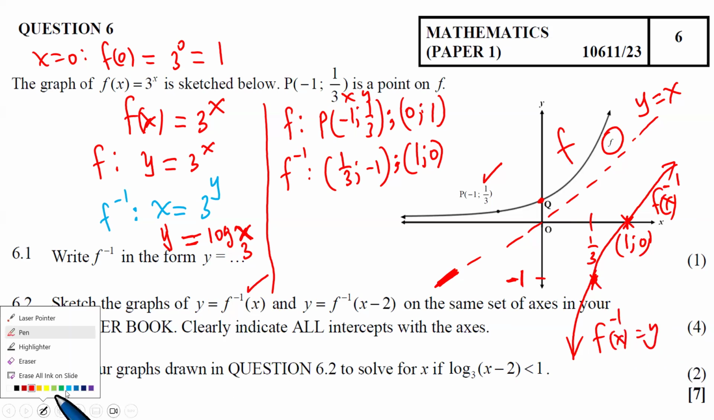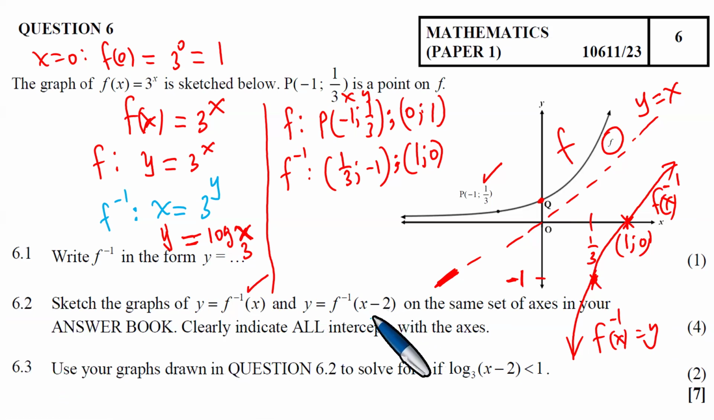Pay attention. What is the graph of F inverse now when it's X minus 2? Now you are changing, and you are looking at the graph of F inverse of X minus 2. What happens to the graph? You get it from the graph of F inverse, but you move it by how many units and in which direction? If it's X minus 2, does the graph move to the left or to the right?